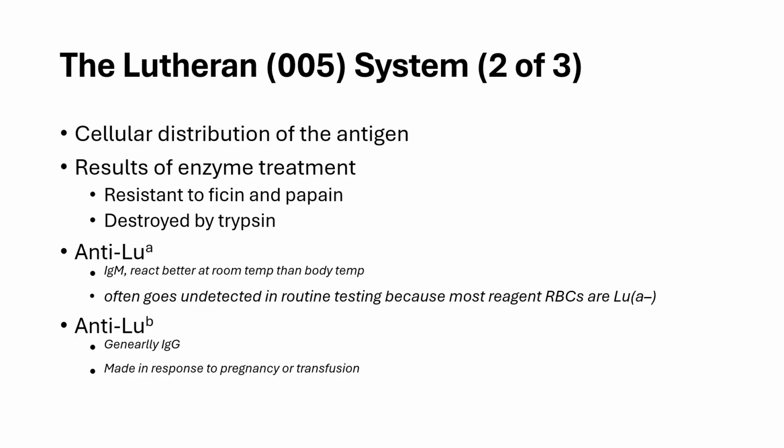Resistance and sensitivity to enzymes: they are resistant to ficin and papain, and they are destroyed by trypsin. For antibodies, anti-Lutheran A is an IgM, and it reacts better at room temp than at body temp, and it will often go undetected in routine testing because most reagent red blood cells are actually Lutheran A negative. Anti-Lutheran B is an immunoglobulin type IgG, and it is typically produced in response to pregnancy or transfusion.